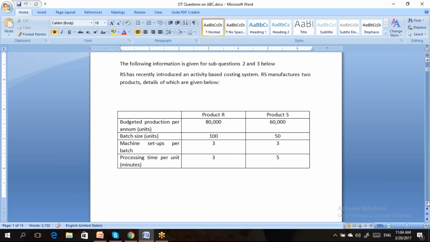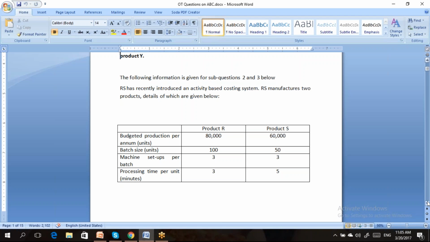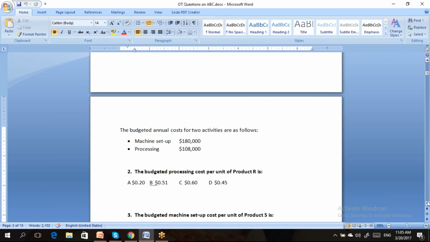Question number 2. Now here they are producing two products, right? One is called R, the other one is called S. So they have given two overhead items. One is machine setup cost 180,000. One is the processing cost 108,000. I have to remember that 180,000 is incurred for both the products. 108,000 is also incurred for both the products, right?